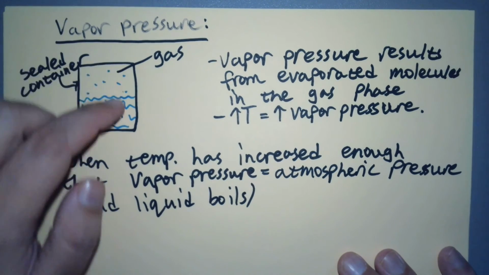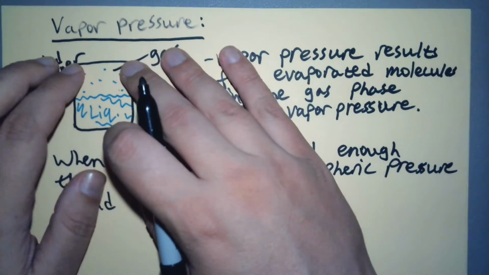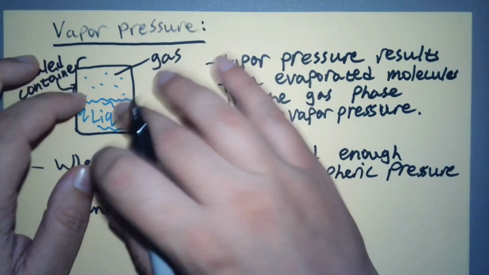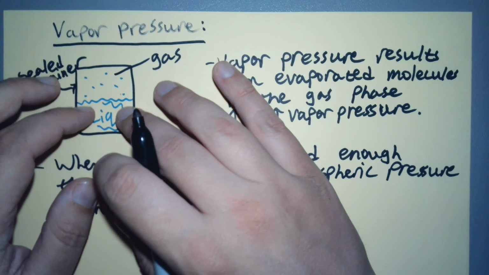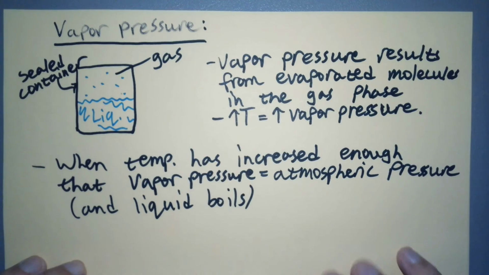Basically, volatile liquids can be both liquid and gas, and so if it's not a sealed container, if it's an open container, the gas just escapes, and then more liquid replaces it and escapes, and so on and so forth, and eventually all the liquid evaporates and goes away. That's what goes on there.